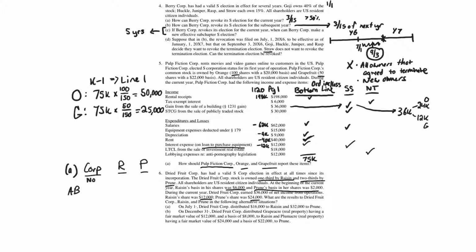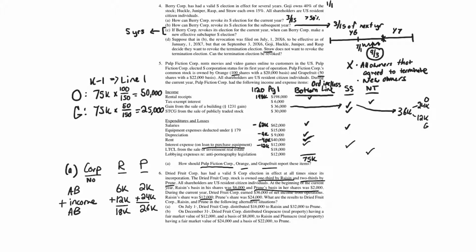For R, we start with the adjusted basis given to us in the problem, which is $6,000 for R and $2,000 for P. We then increase first for the shares of income given to us in the problem. R's share is $12,000, Raisin, and P's share is $24,000. So that's our new basis before distributions. That's $18,000 for R and $26,000 for P. Raisin gets $16,000 and Prune gets $32,000.